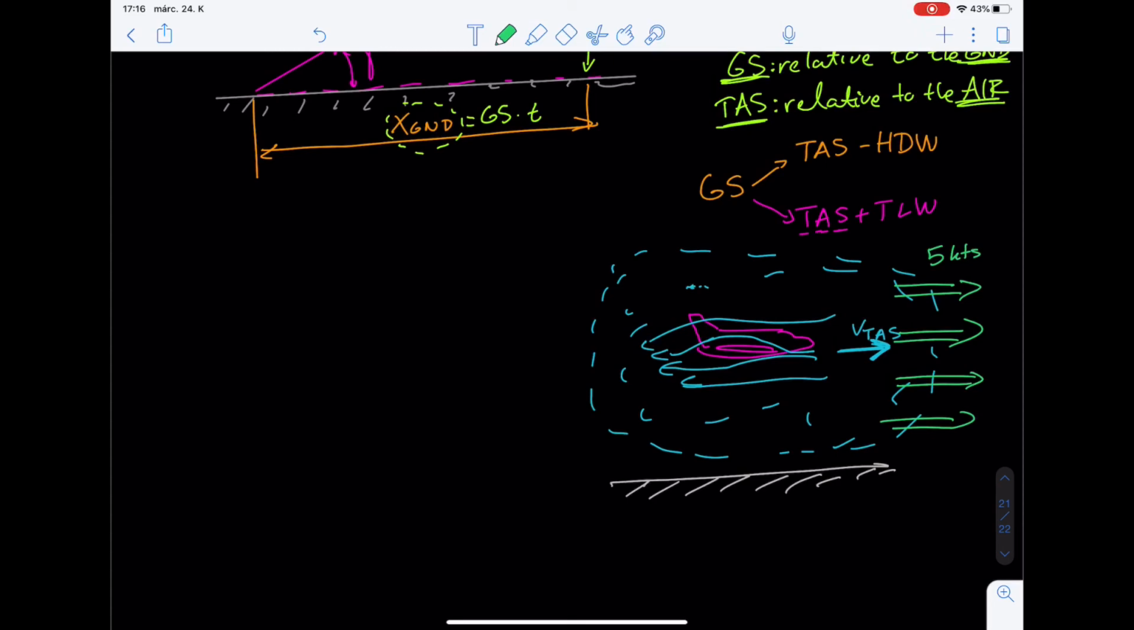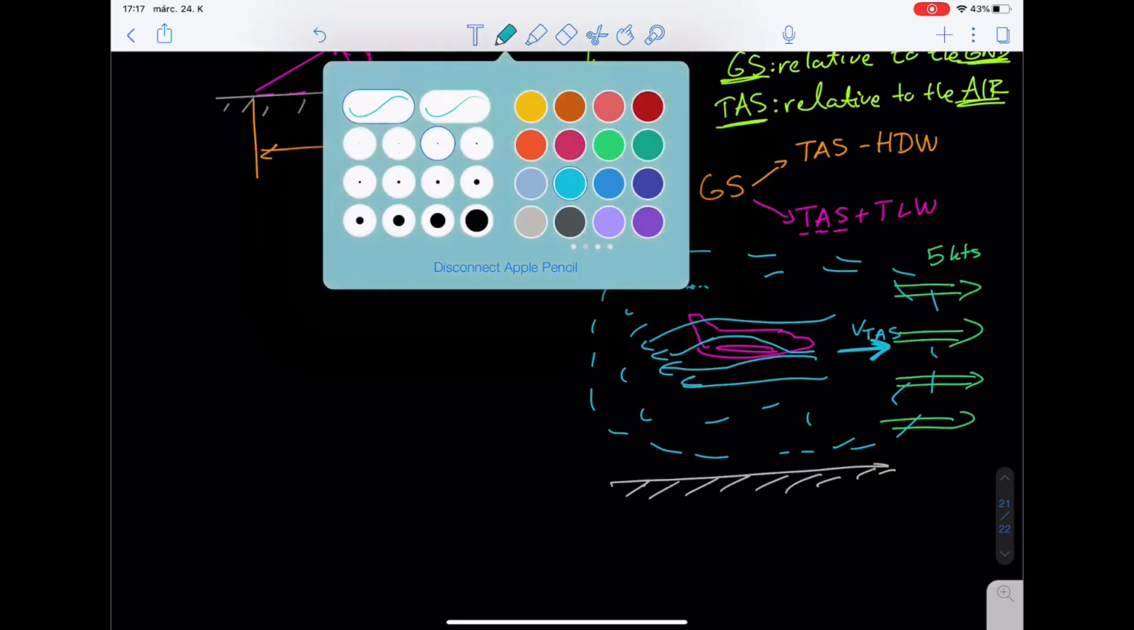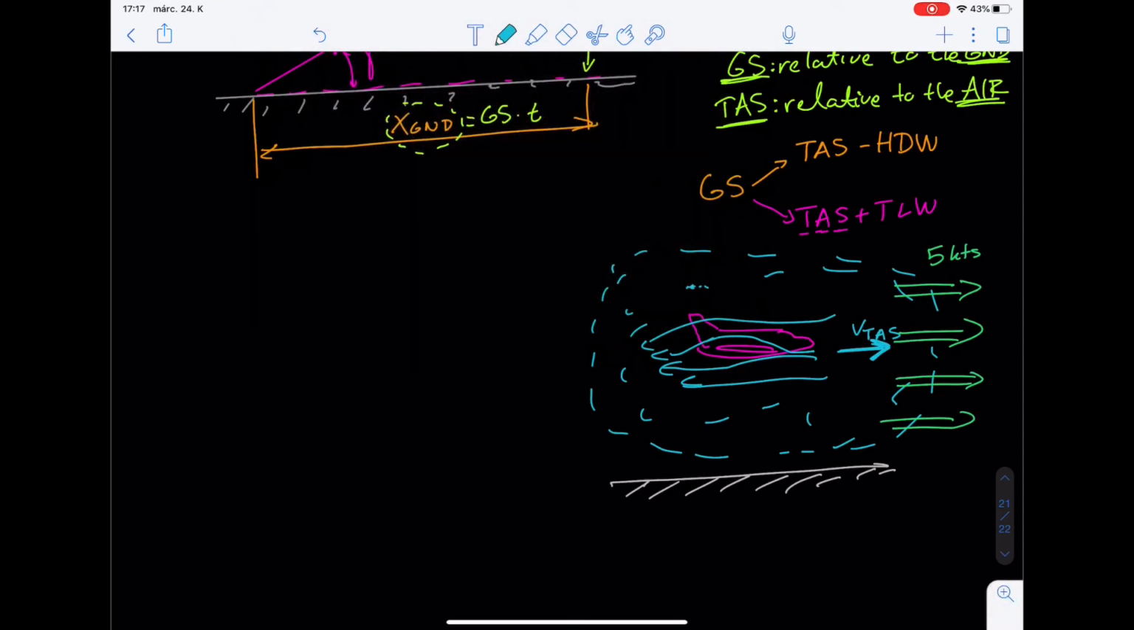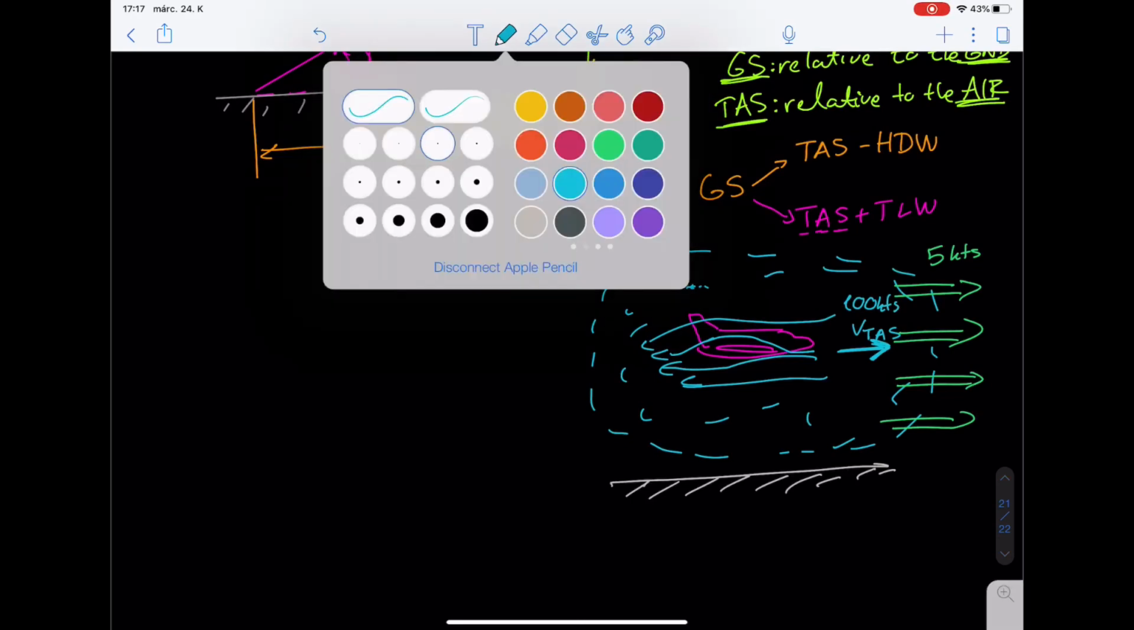And this would be a tailwind because it's blowing in the same direction as the aircraft is moving. That's how a tailwind is defined, by the way. So it's blowing in the same direction as the aircraft is flying towards, right? So in this case, this would be 100 knots in this example, the true airspeed.